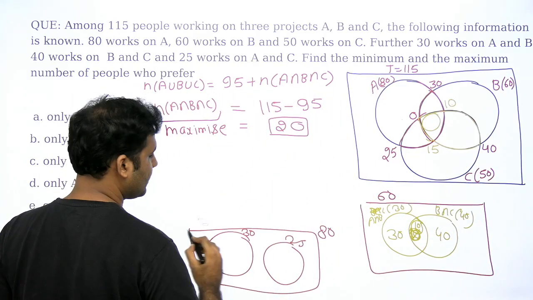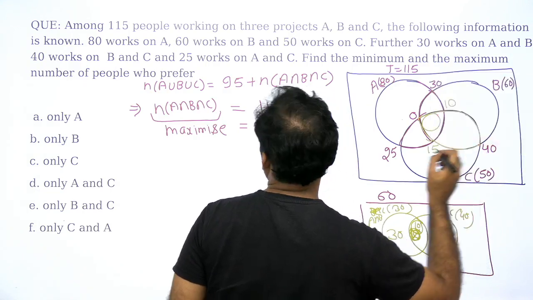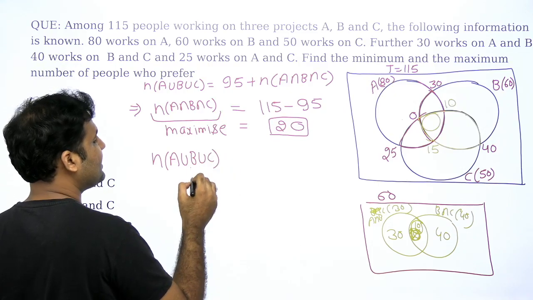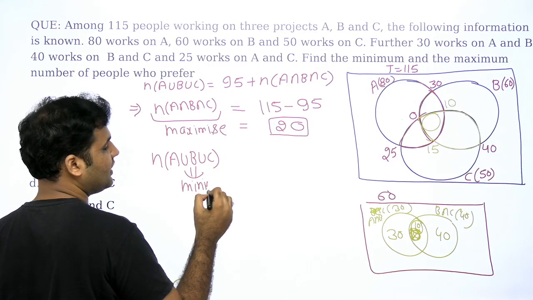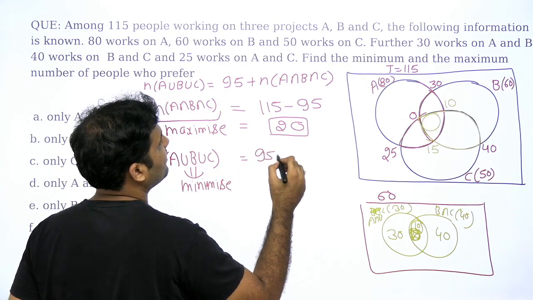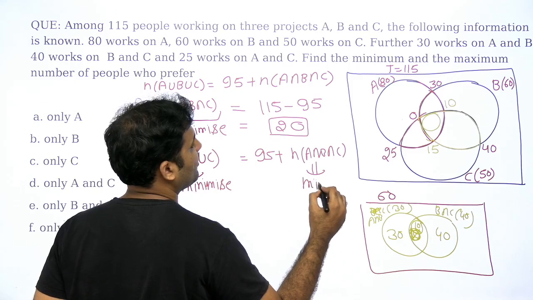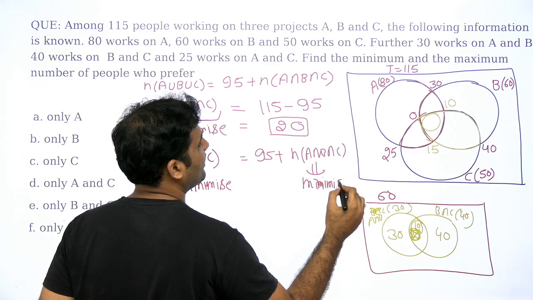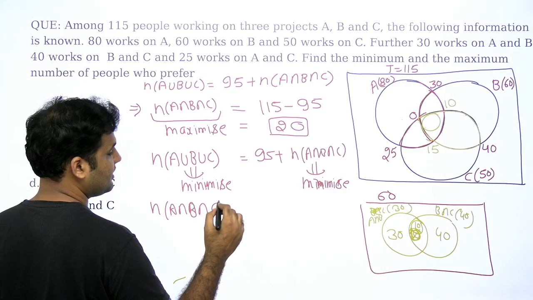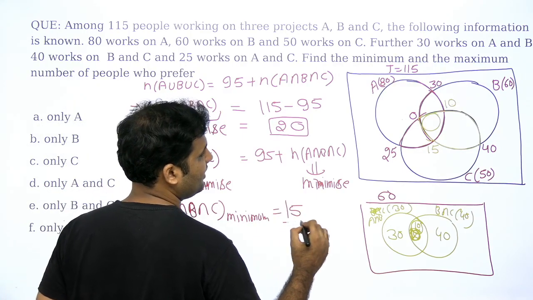Now we can easily solve this question. The questions will now not be difficult to understand, and you will be able to understand very easily that the union of A, B, C will get minimized. We have already seen why it will get minimized. This we have discussed in the first part of the video, right? This will get minimized when n of A intersection B intersection C gets minimized. And what is the minimum value of n of A intersection B intersection C? The minimum value is equal to 15 that we have just seen.